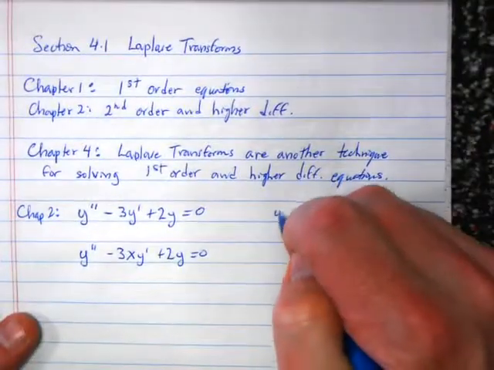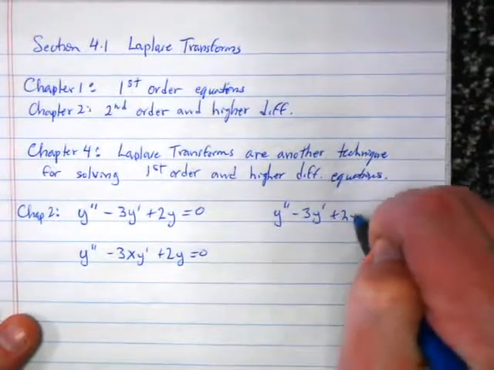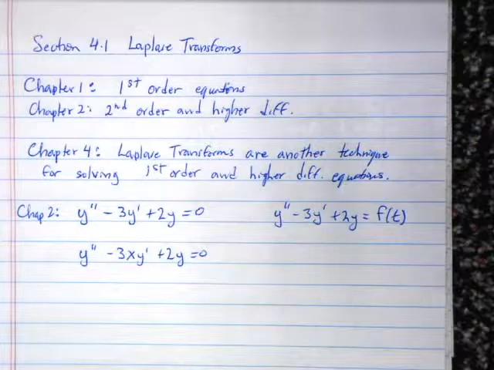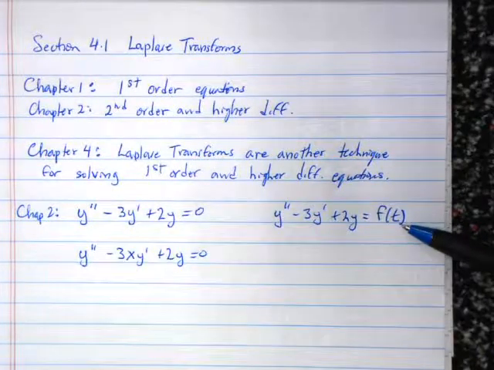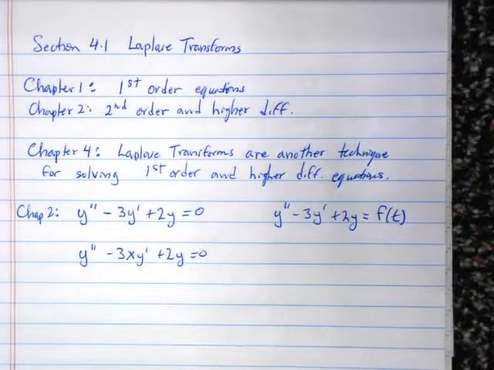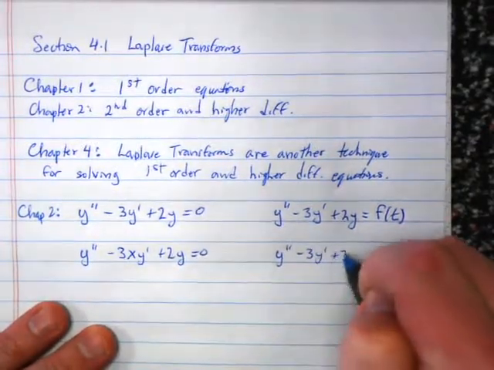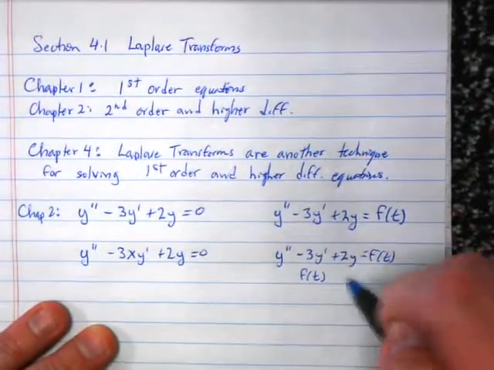The other thing we did in Chapter 2, we might have had something like y double prime minus 3y prime plus 2y equals some force function f of t. In Chapter 2, our requirement was that this force function over here had to be a continuous function. In Chapter 4, we will look at the same types of equations, y double prime minus 3y prime plus 2y equals f of t, but f of t does not have to be continuous.